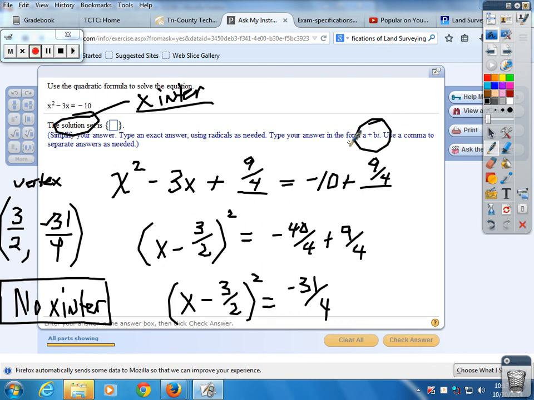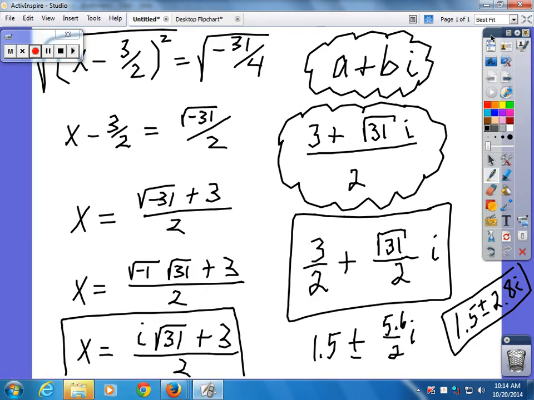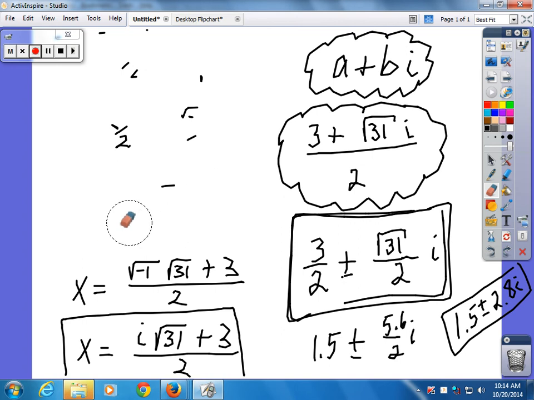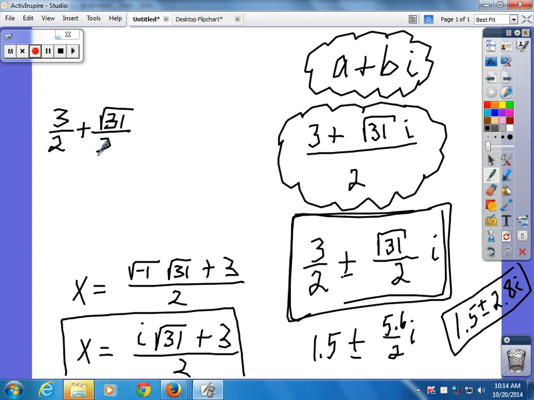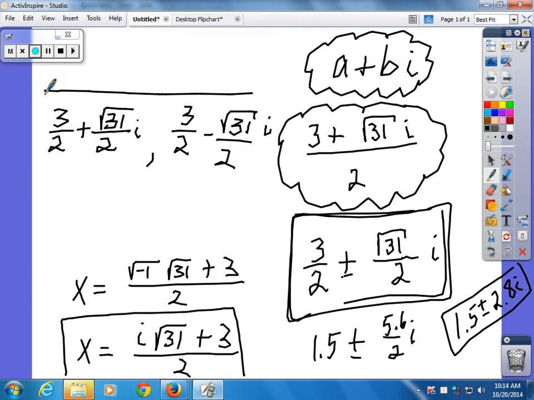Okay, then it should be the answer. Now, it may be a little bit off. Okay, this should be your answer. Now, make sure you put a positive or negative right here. This is how you write it on your answer: 3/2 plus the square root of 31i over 2, comma, 3/2 minus the square root of 31i over 2. That's probably the answer they want.